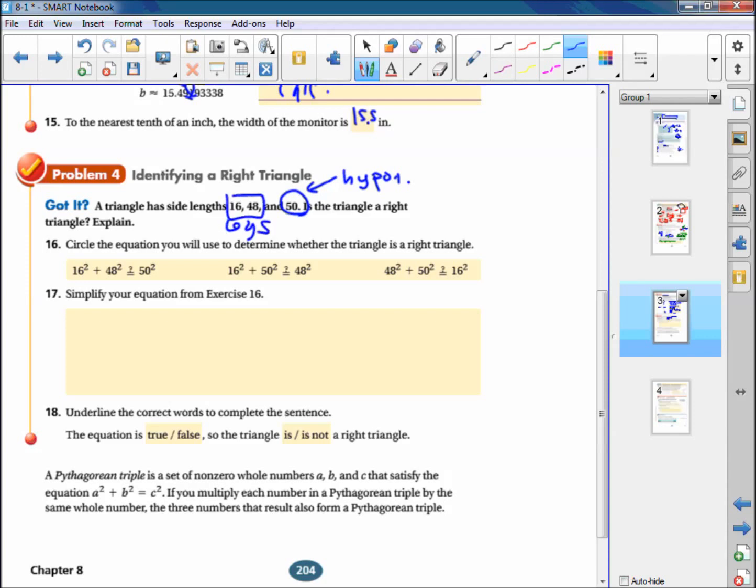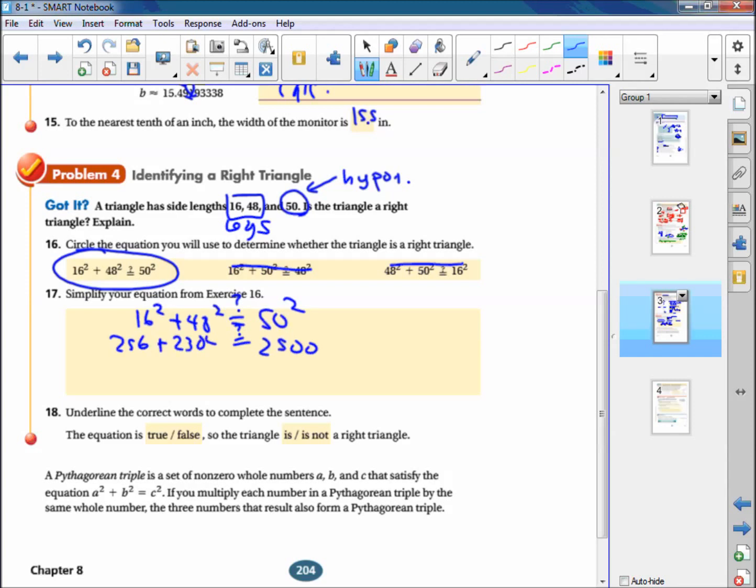So when we plug into the Pythagorean theorem to test, we want to make sure we get the 50 by itself on one side. So this one's wrong, this one's wrong. We want to use this equation. And then we're going to simplify our equation. We're testing here, so notice we're not solving. So we have 16 squared plus 48 squared, question mark, equal to 50 squared. If we do 50 squared, we're going to get 2,500, question mark, equals. 16 squared is 256. And 48 squared is 2304.